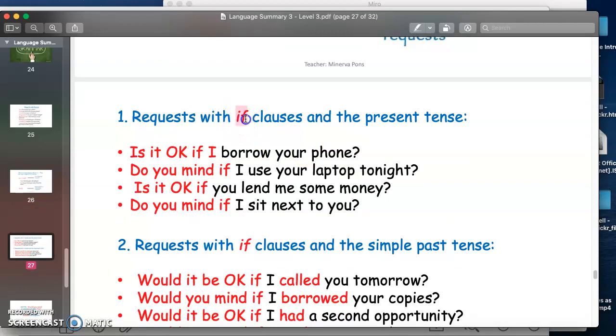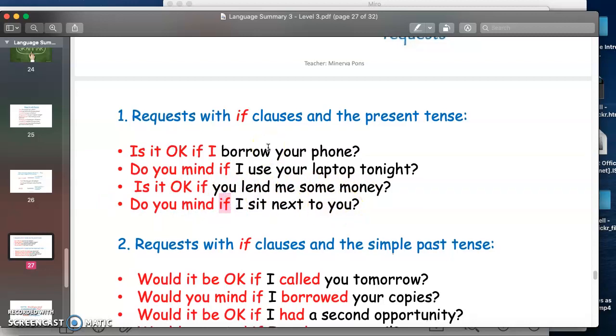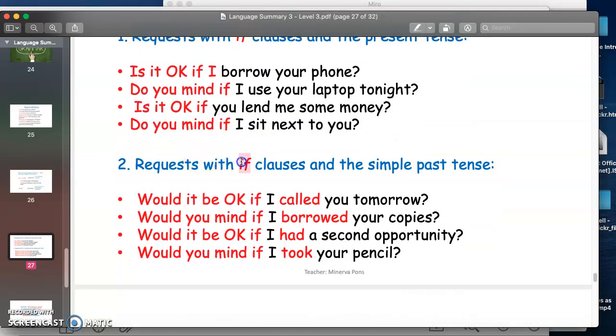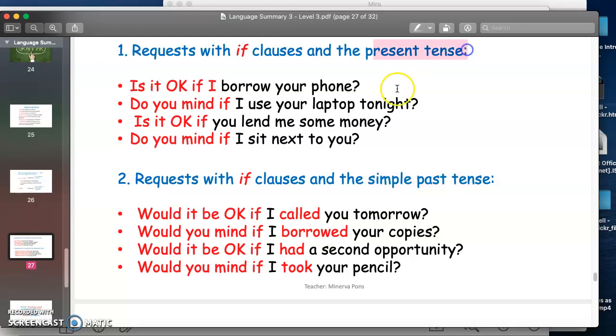Then we have requests with if clauses and the present tense. So we can say, is it okay if I borrow your phone? Do you mind if I use your laptop tonight? Is it okay if you lend me some money? Do you mind if I sit next to you? Then we have requests with if clauses again, but using the simple past. So in here, as you can see, present tense: if borrow, if use, if lend, if sit. So this is present tense, all of these.